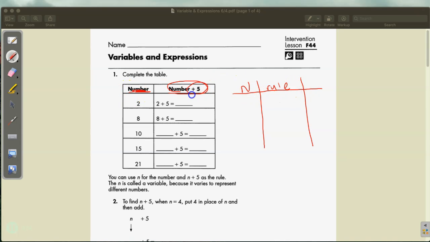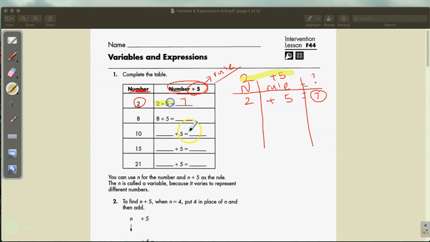And as you can see right here, plus 5, that's the rule. So on top of the word rule, I'm going to put plus 5. And instead of the letter n, I'm going to replace it with the number 2. So right here, they already told me how to solve it. 2 plus 5. 2 plus 5 will give me the missing number. It's right here that I don't know yet. So underneath the function machine, we just write it out. 2 plus 5. And that gives us 7.